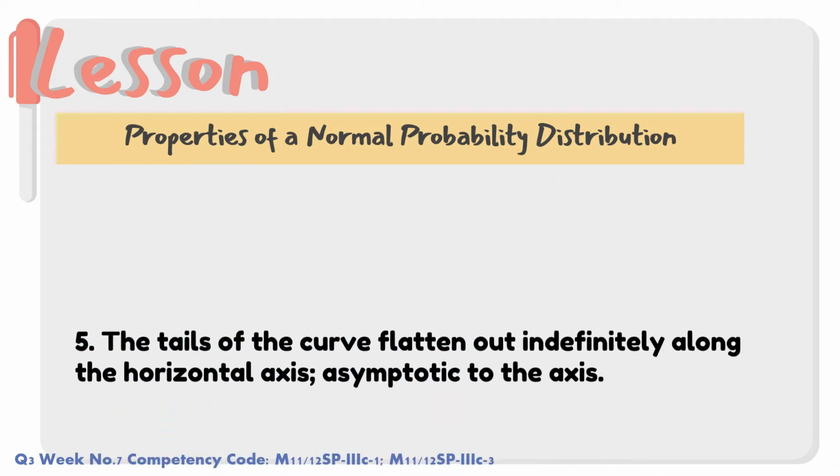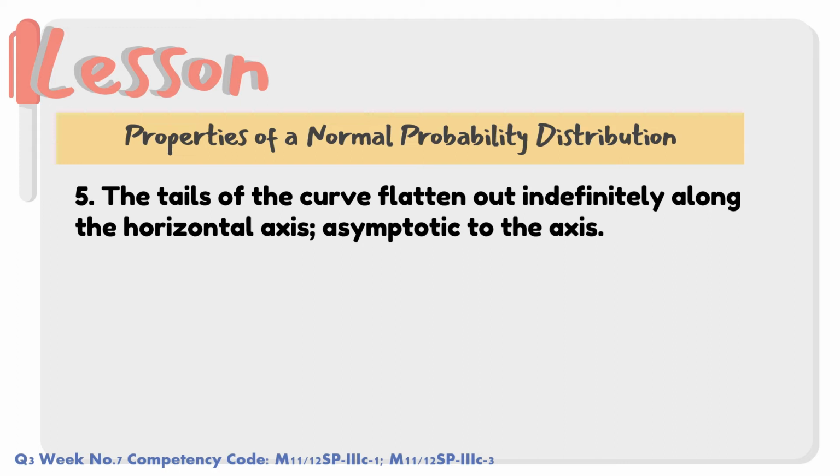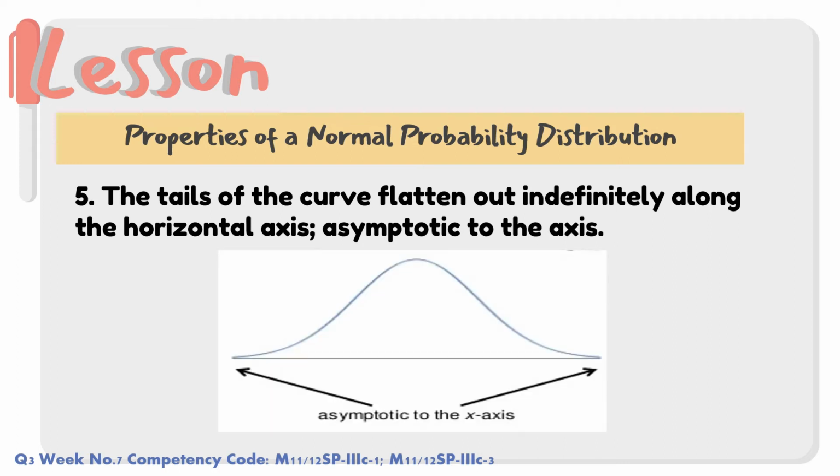Number 5. The tails of the curve flatten out indefinitely along the horizontal axis. It means that the tail is asymptotic to the x-axis.